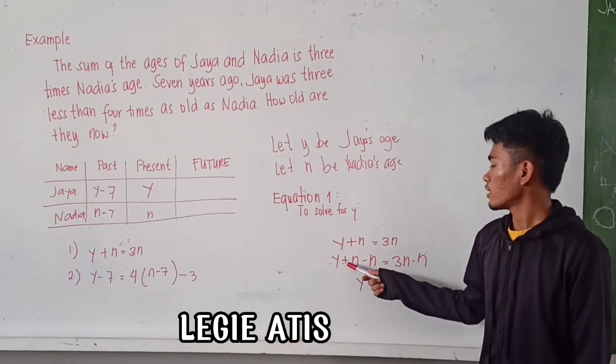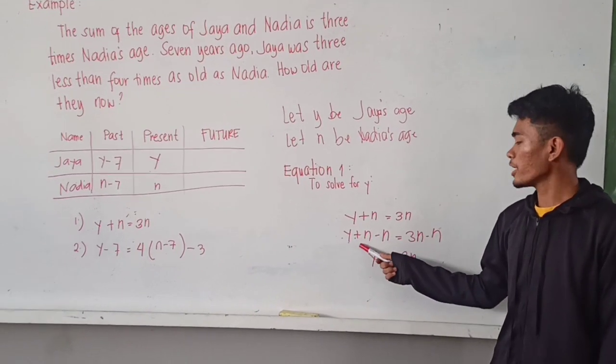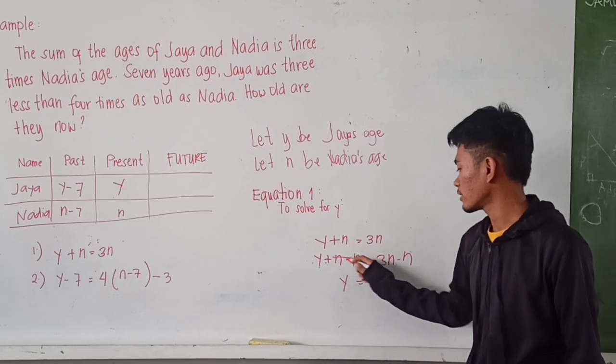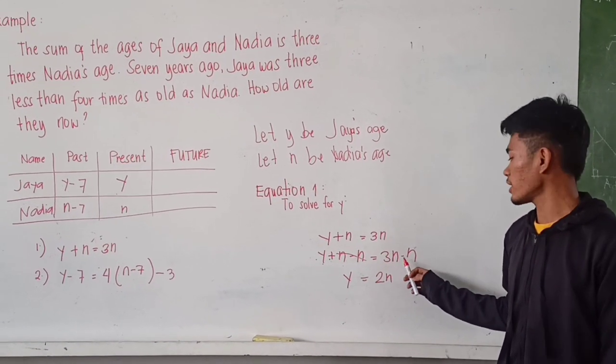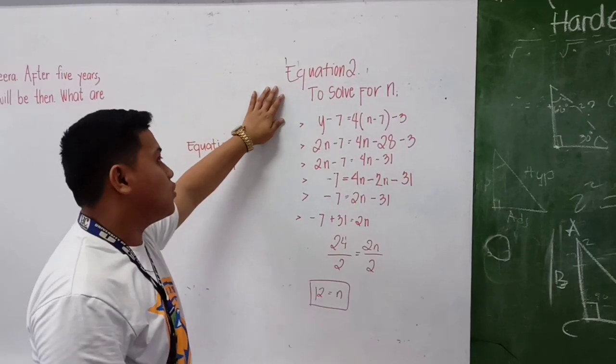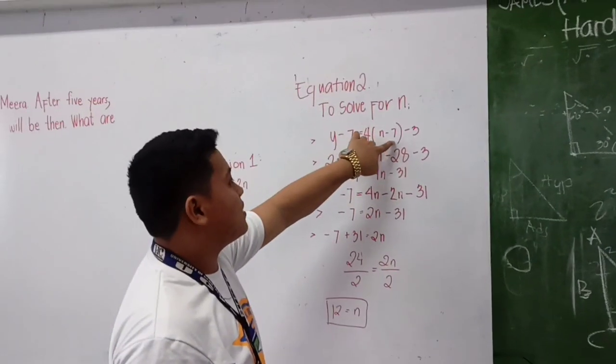Solve for y first. We need to eliminate n or transpose it to the right side. So y plus n minus n, as in n minus n, equals y. And y equals 3n minus n equals 2n. So y equals 2n. In equation 2, to solve for n, we have y minus 7 equals 4 times the quantity of n minus 7, minus 3.